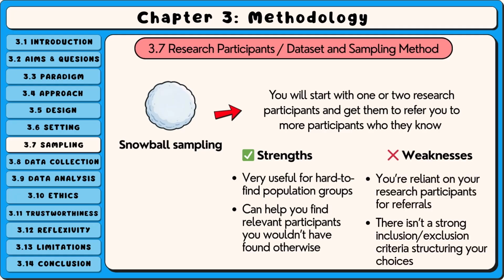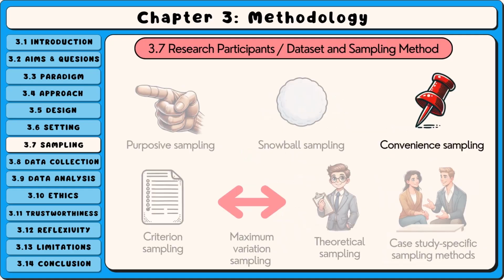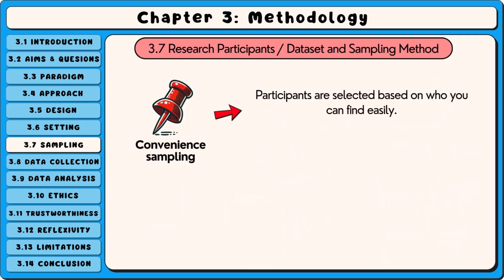A weakness of this approach is that you're reliant on your research participants for referrals, which usually means there isn't a strong inclusion or exclusion criteria structuring your choice of who to include in the study. Convenience sampling involves selecting participants based on how easily you can find them. I do not recommend convenience sampling because it is considered to be a low credibility approach.